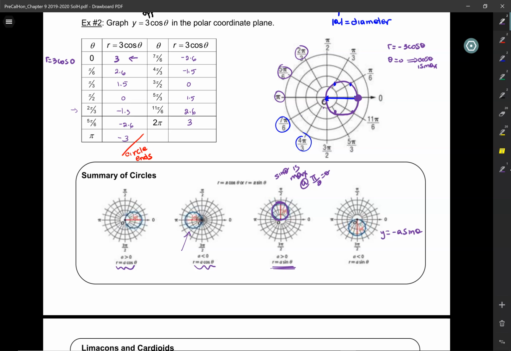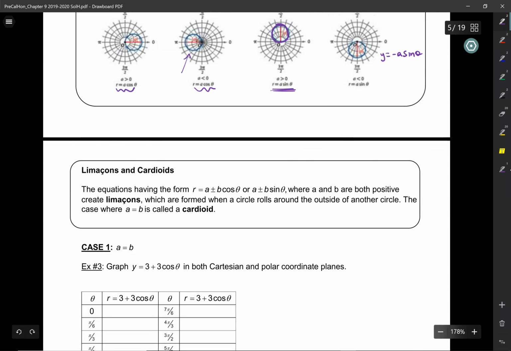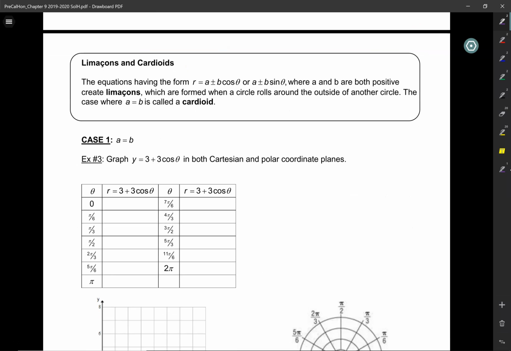Okay, we're going to graph one more thing and call it a day for today. Okay, so we did circles. The next level is limaçons and cardioids. All right, that's a funny little accent mark there. So this is the C, and that is a French accent. It's called the cedilla, and when you have that letter C, that accent changes it from a K sound to an S sound. So that's a limaçon, and then we're going to graph cardioids.